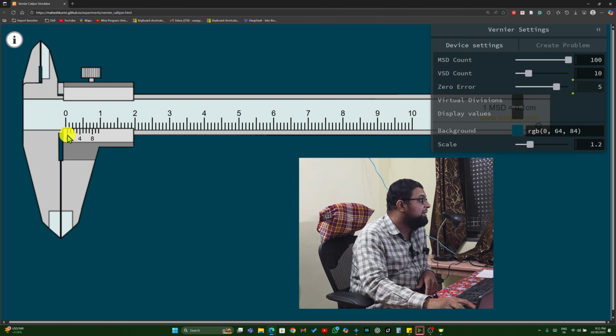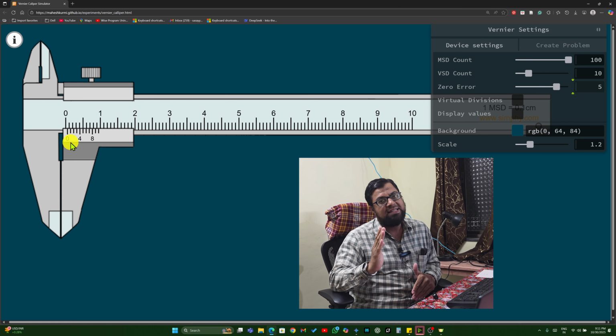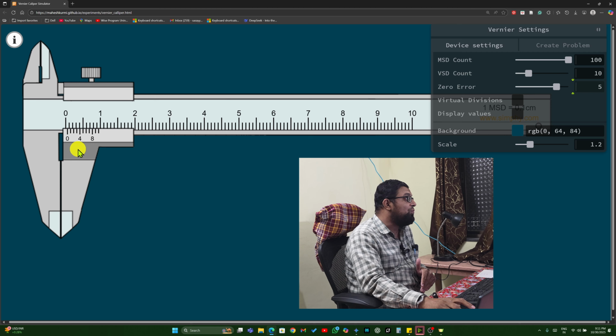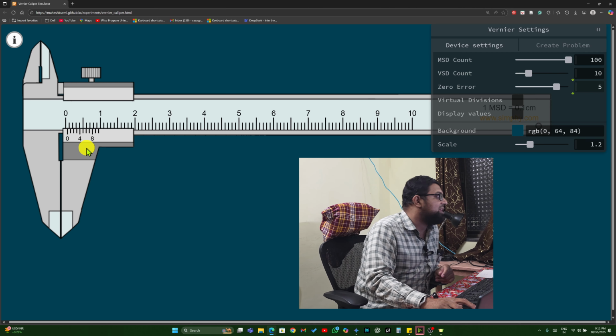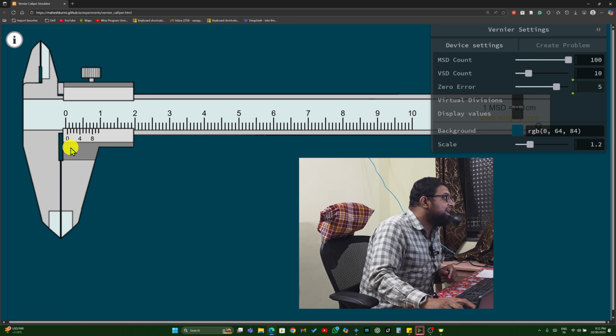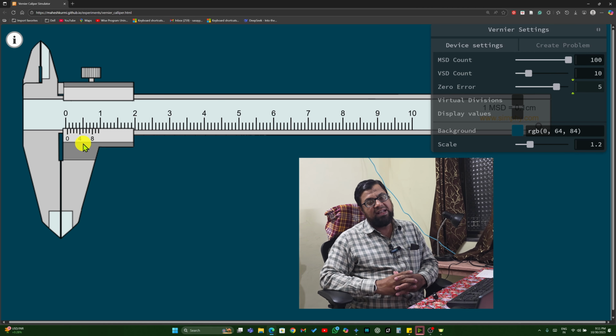Therefore, what will happen is that this Vernier scale 0 is towards the right of the main scale 0. Now we have to find out which division of the Vernier is coinciding with a main scale division. So you can see here clearly that the fifth division of the Vernier scale is coinciding with the main scale. I am showing this with the help of the mouse. So the fifth one is coinciding.